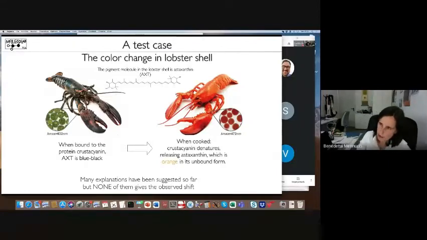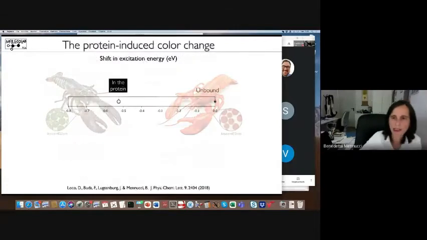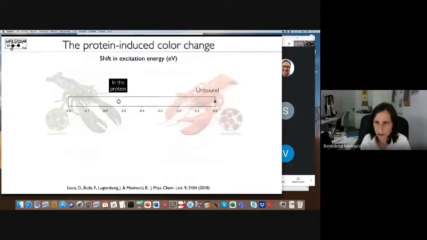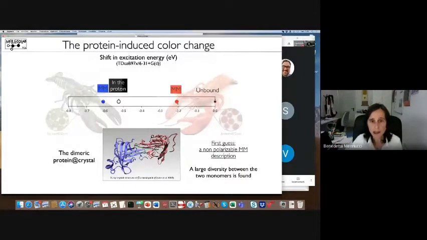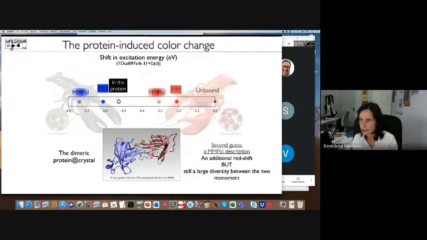In the literature, there are many explanations of this large shift, but none of them is really robust. So what we did was to apply different models to try to understand. This is the experiment. The unbound form is our reference, and in the protein there is a shift of 0.5 eV. As a first guess, we used a non-polarizable MM description using the crystal structure of the crustacyanin. In the crystal structure, the protein is dimeric, so you have two proteins with two astaxanthins, and what we see at MM level are two excitation energies very different from one another. If we add polarization, still in this crystal structure, we have a shift with respect to electrostatic embedding, but we still have a very large difference between the two monomers. And this is not what we observe experimentally. So what's wrong in this model?